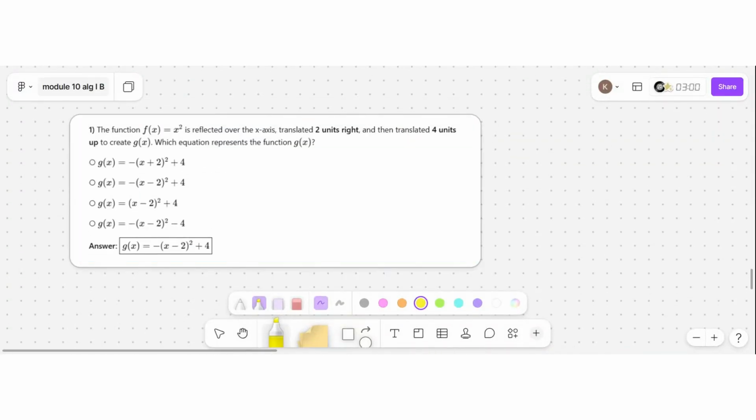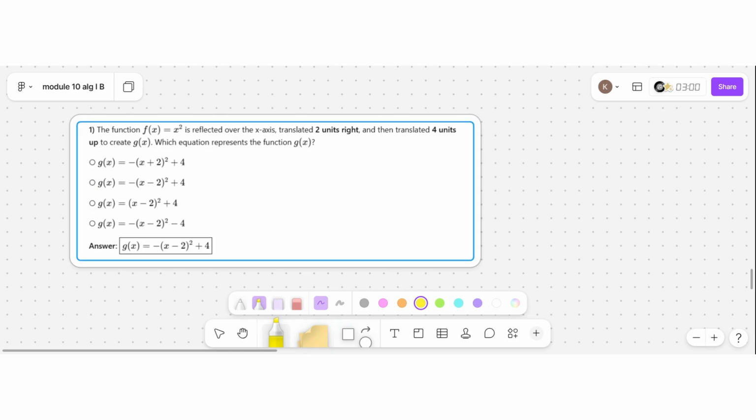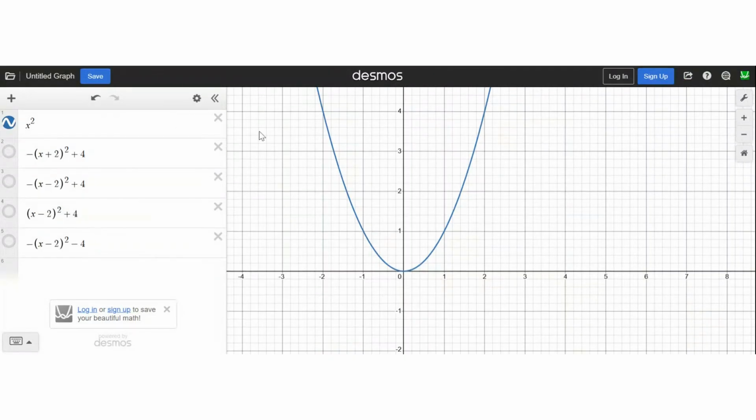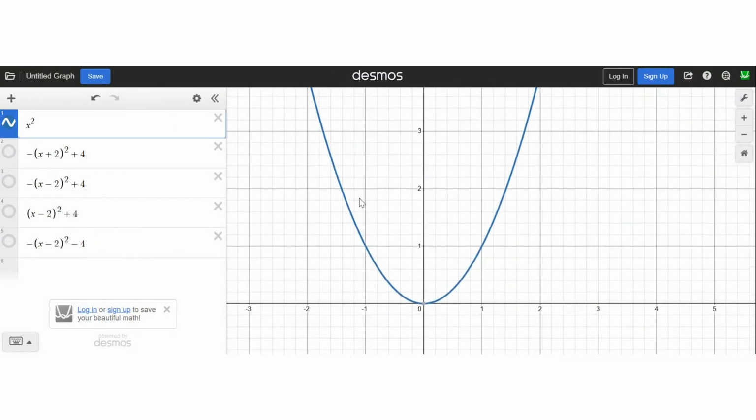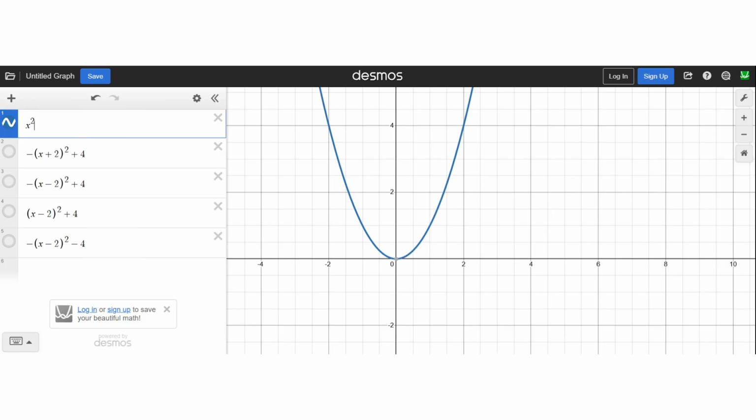Let's look at the last one here. It says the function x squared is reflected over the x-axis and translated 2 units right and then translated 3 units up to create g(x). So we're trying to see which equation represents that. All right, so let's go here. This is our parent function, and these are all the possible answers.